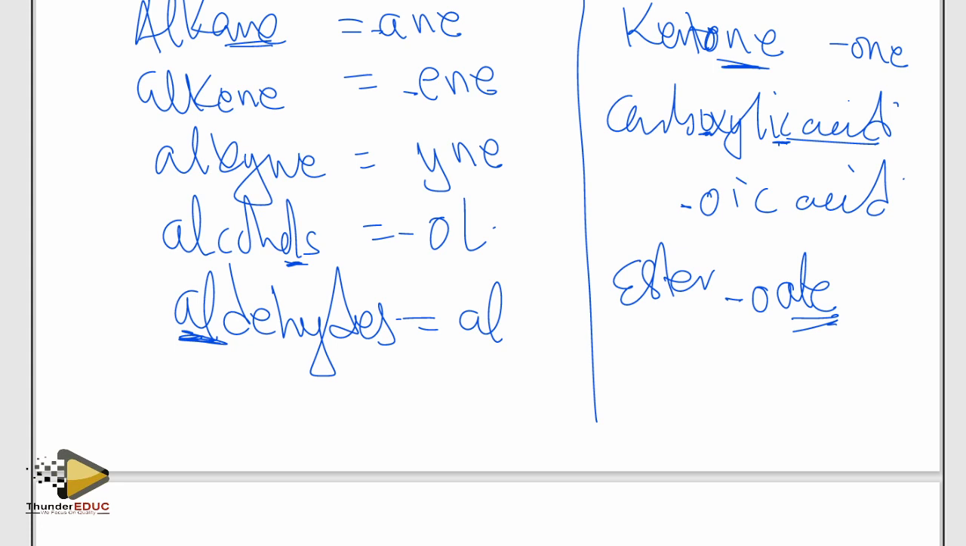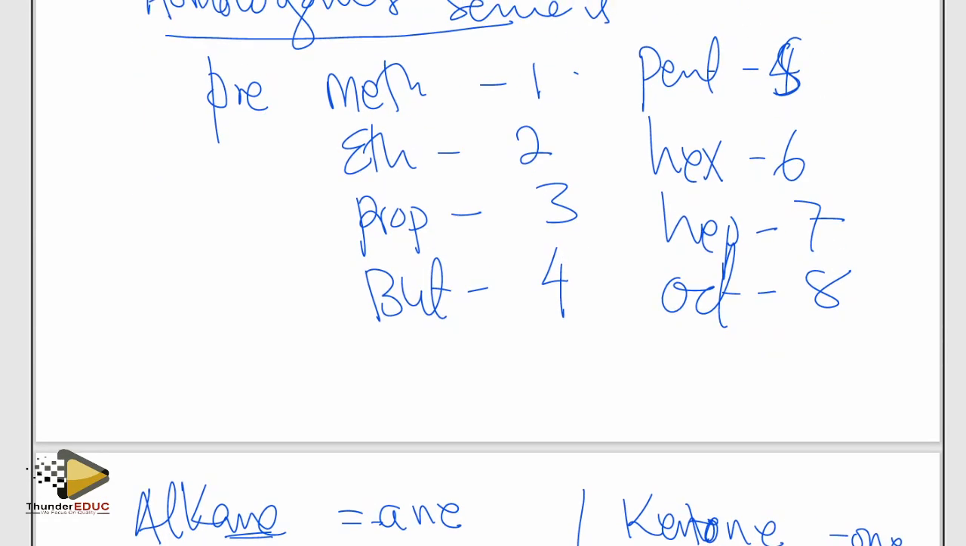So now that you know the suffix, you know the prefix, which means, I repeat, meth means one, eth means two, prop means three, but means four, pent means five, hex means six, hept means seven, and oct means eight, the same way as pentagon, hexagon, heptagon, octagon. That's where we get it from.